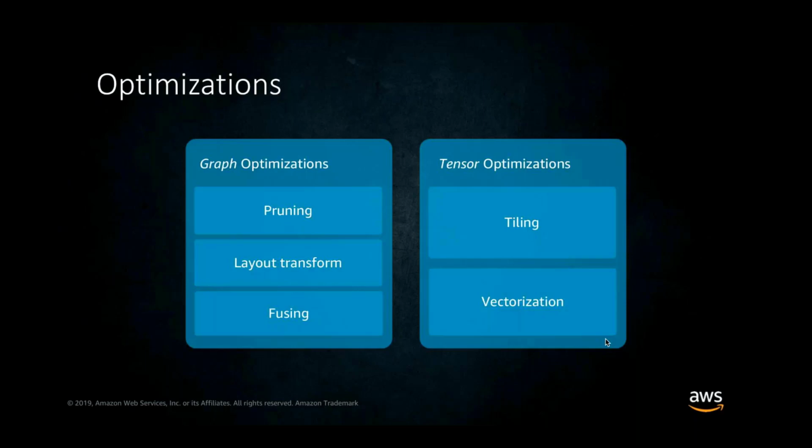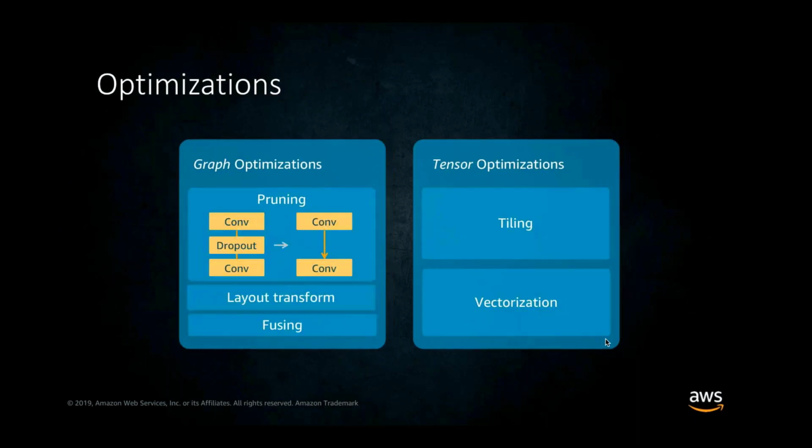And what SageMaker Neo will do, it will perform pruning. That means there are certain operators in our model that we need for training, but we don't need during inference. A good example is, for instance, dropout. We need dropouts to regularize the training, but we don't use it during inference. So that's something that is going to be removed.